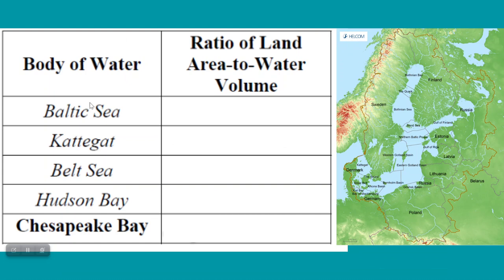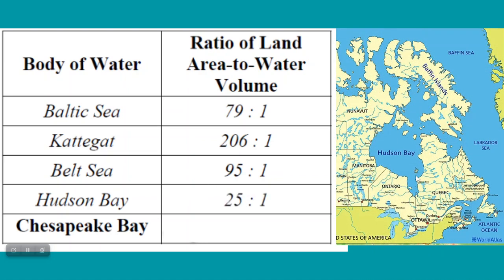So look and see. If I'm thinking about the ratio of land area to water, for the Baltic Sea, it's 79 to 1. For the Kattegat, it's 206 to 1. So more land for the same amount of water. Belt Sea, it's kind of in between those two amounts of land. The Hudson Bay, it's in great shape. That's up in Canada, right? Hudson Bay, it's only 25 to 1. So there's a lot of water, really, right? It's not a huge amount of land for the amount of water.